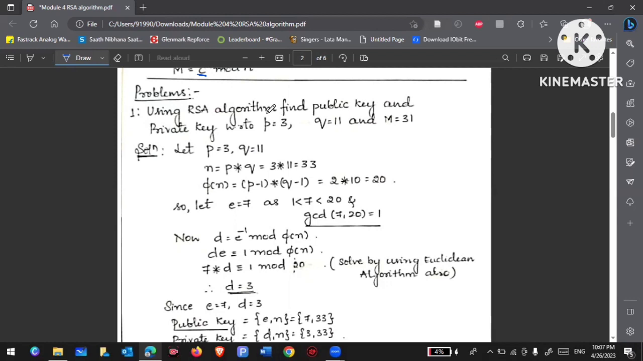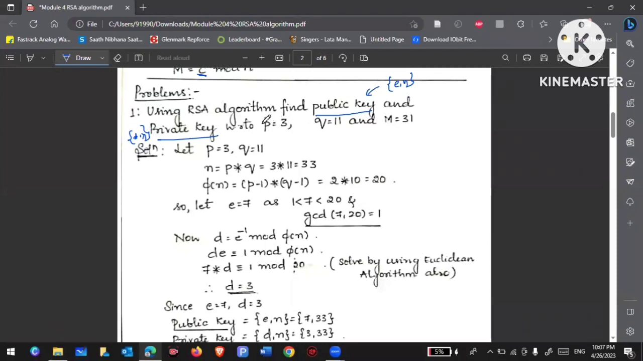First problem: using the RSA algorithm, find the public key and private key with respect to P is equal to 3, Q is equal to 11 and M is equal to 31. To find the public key and private key, we should know how to represent them. Public key we represent by E comma N. Private key we represent by D comma N.